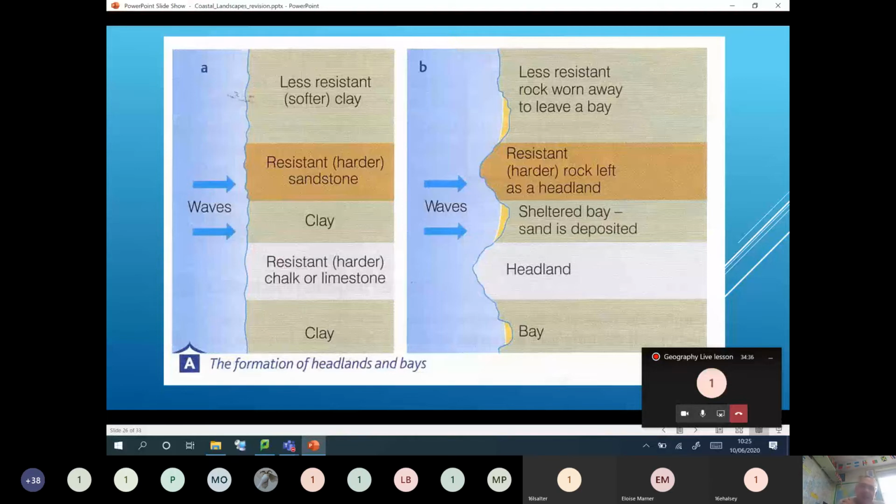Now what you can see, often an identifying feature of a bay is a beach within it. Deposition has taken place to leave a beach within the bay as the waves slow down as they enter the bay. Now we are going to look a little bit at deposition, and we have in the past looked at a thing called wave refraction, but we're not going to go into that now.